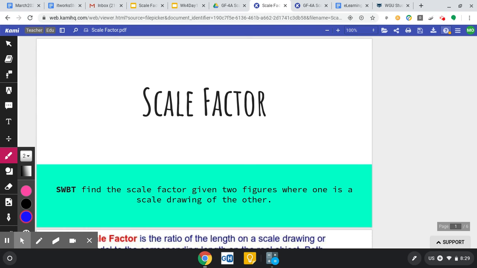Alrighty, happy Friday. Today's lesson is on scale factor, and our objective is that students will be able to find the scale factor given two figures where one is a scale drawing of the other.